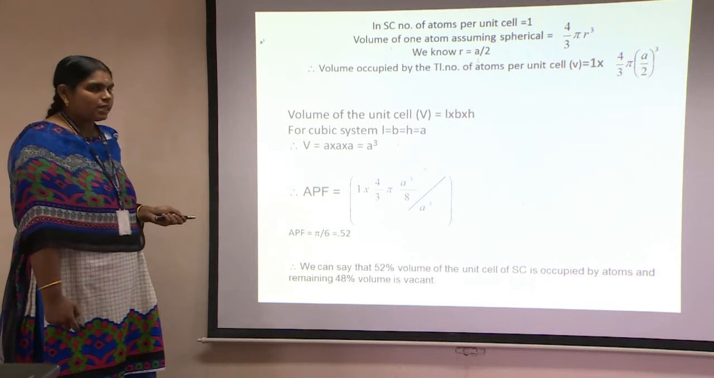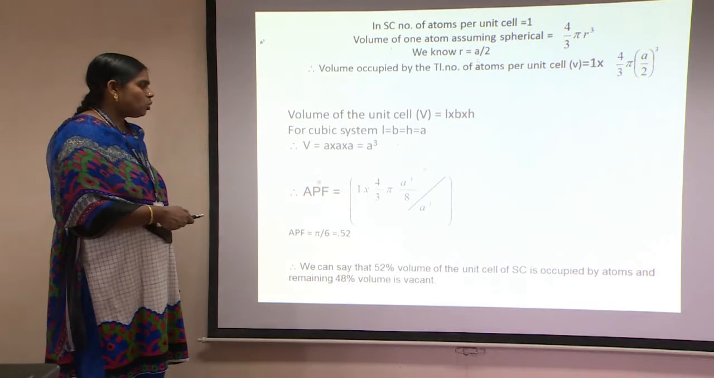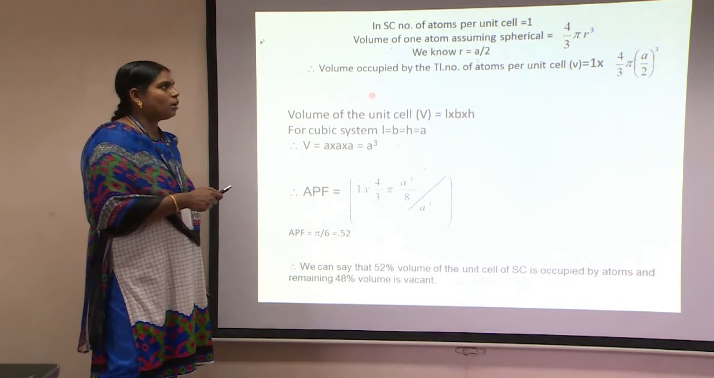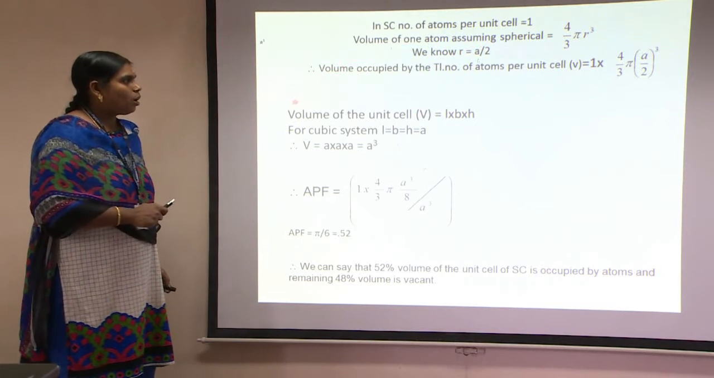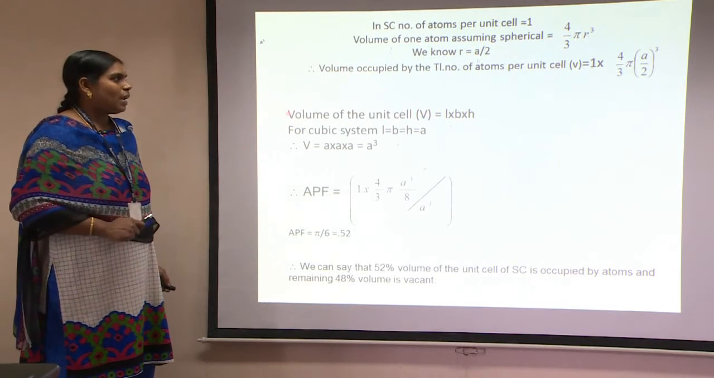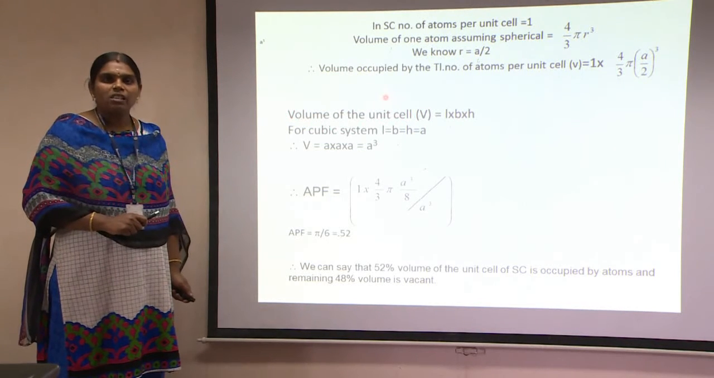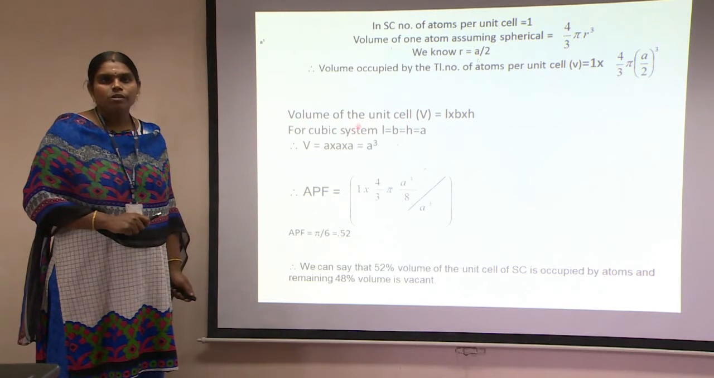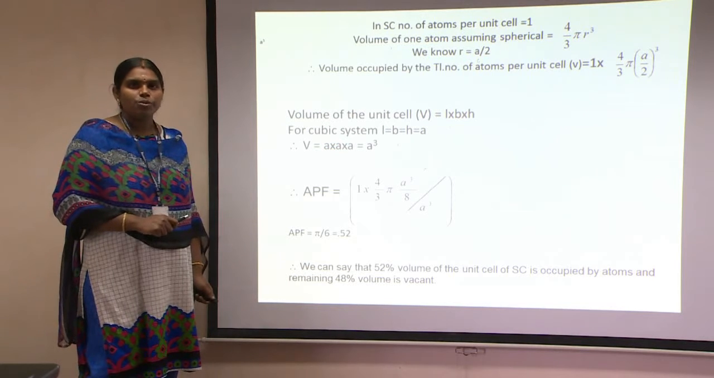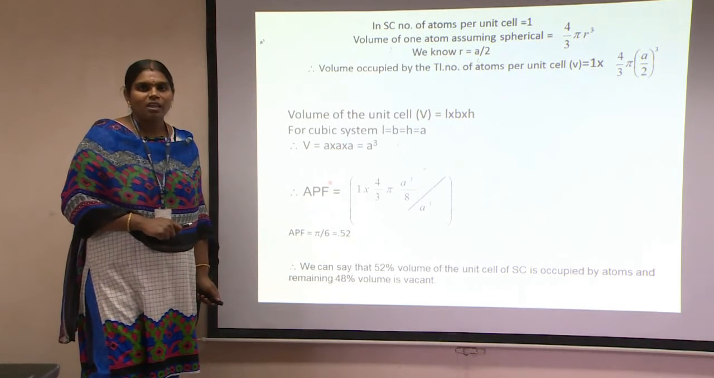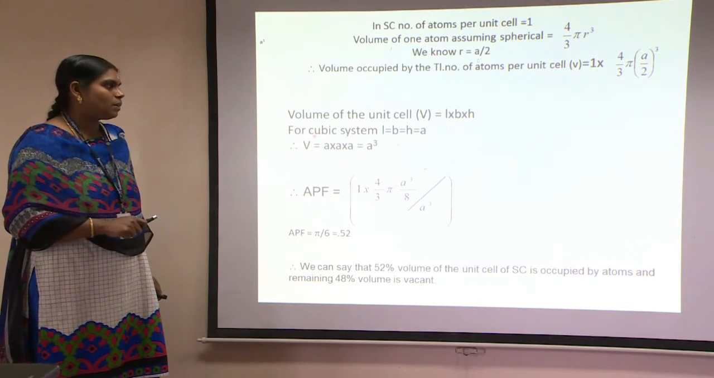So this is APF, which is nothing but the atomic packing factor or atomic packing density. In order to calculate this, we must know the volume occupied by the number of atoms per unit cell and the volume of the unit cell. As we all know, since it is a cubic structure, A is equal to B is equal to C. That means we can represent the volume by A cube. A into B into C is equal to A into A into A, which is A cube. So the volume of a unit cell becomes A cube.